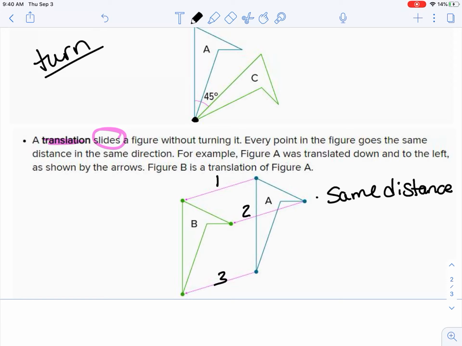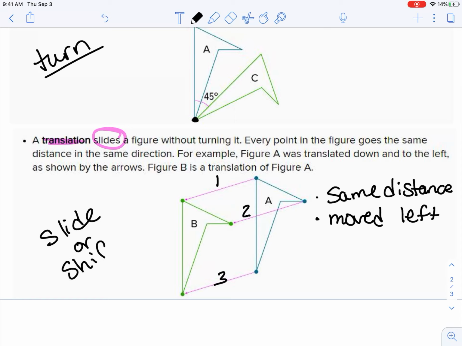And when we moved from figure A to figure B, the entire thing moved left. It can also move right, up, or down, but the entire object has to move the same direction, the same distance. And that, like I said, our less mathematical word is a slide or a shift.